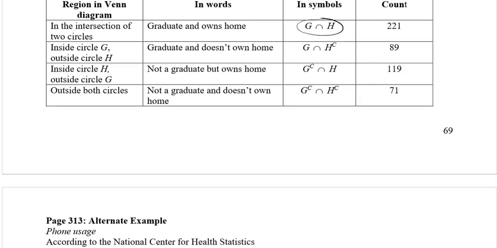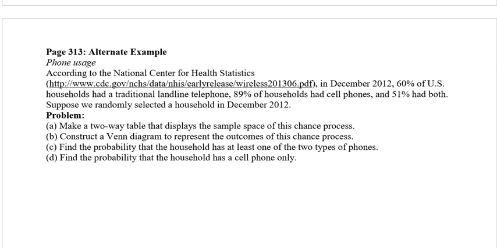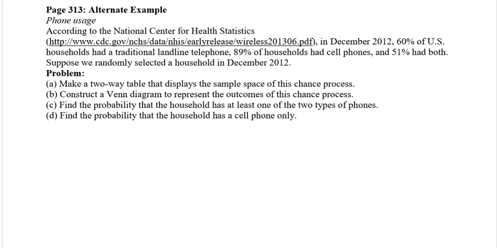According to the National Center for Health Statistics, in December 2012, 60% of households had a traditional landline, 89% of households had cell phones, and 51% had both. Suppose we randomly selected a household in December 2012. Okay, so take a minute and pause the video and construct the table, and then you can come back and we'll go through it. Alright, we want to construct our two-way table here.